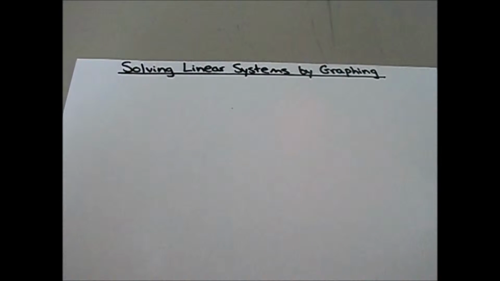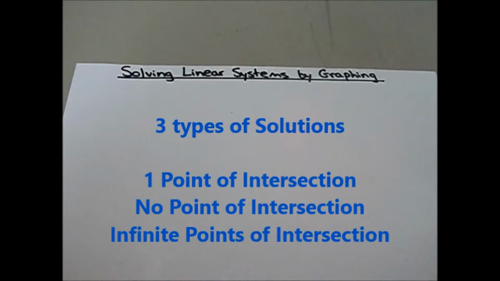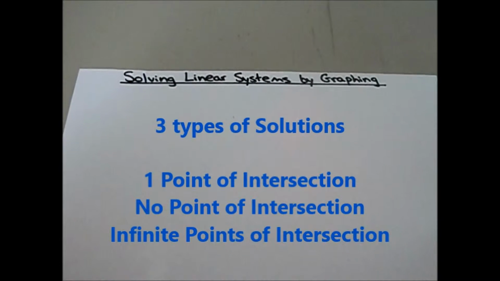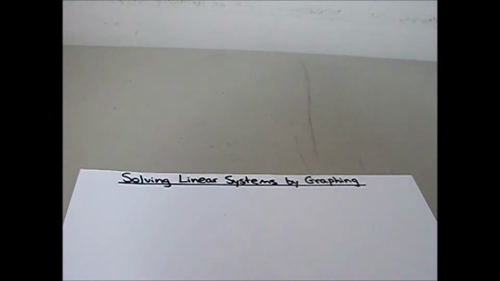This is Archimedes Tutor, and we're going to be solving linear systems by graphing. In the previous lesson, we learned that there are three types of solutions to a system. There can be one solution, no solution, or infinite solutions. Solving by graphing is probably the easiest but most time-consuming method. It just requires plotting the points on the graph and seeing where the two linear equations intersect.